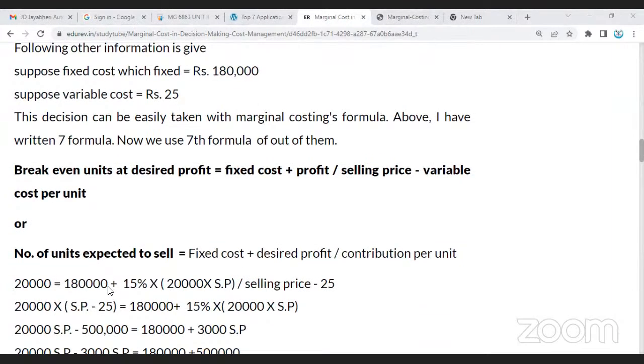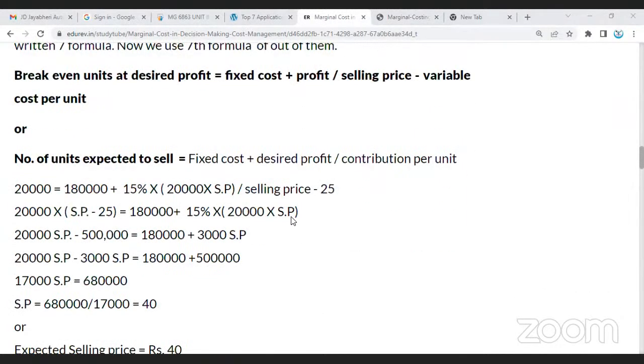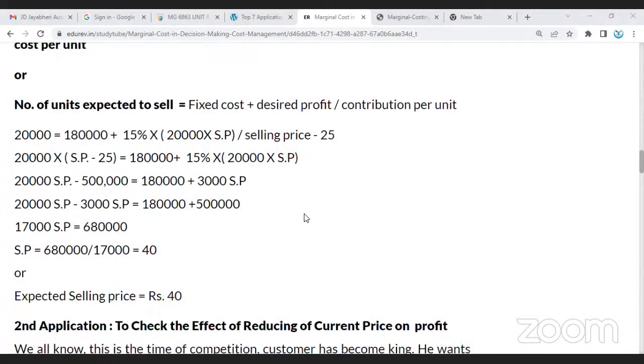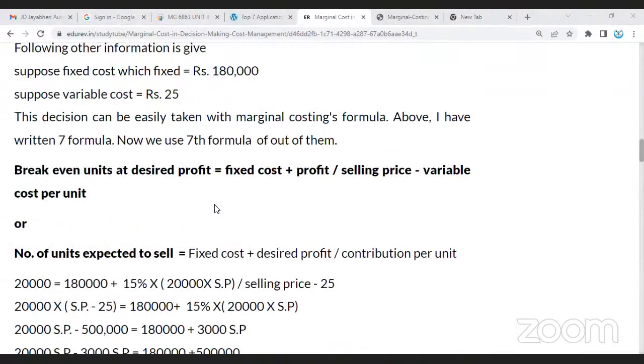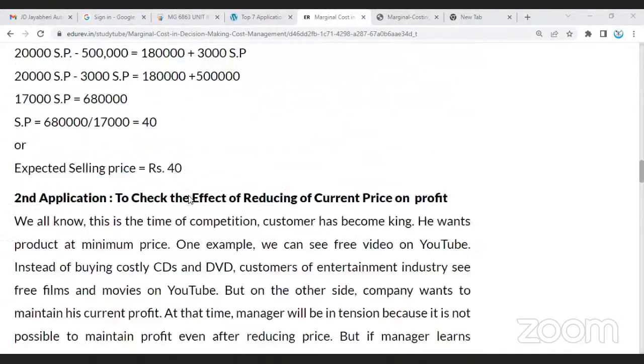So here, see the break-even units: the fixed cost plus profits, divided by selling price minus variable cost, right? Here the units are 20,000, the fixed cost with 15% profit, and the variable cost is 25 rupees. So the expected selling price is 40 rupees. If the selling price is 40 rupees, the company can easily earn this 15% net profit.